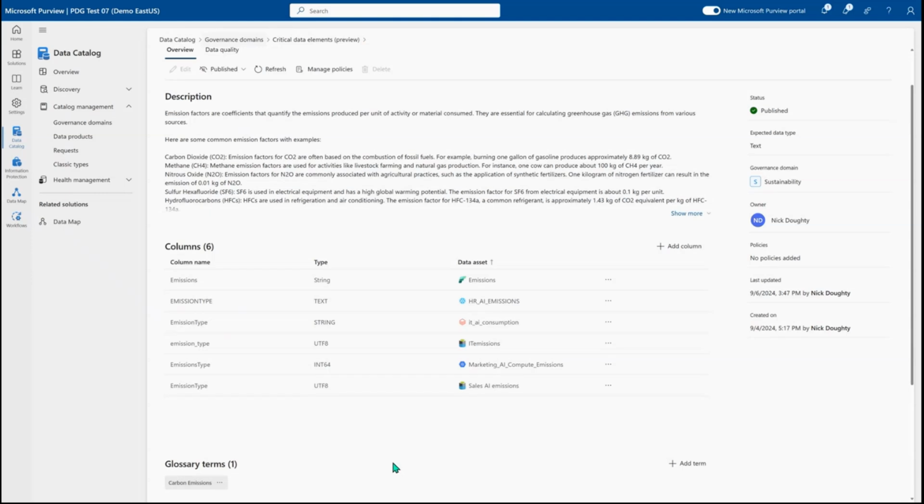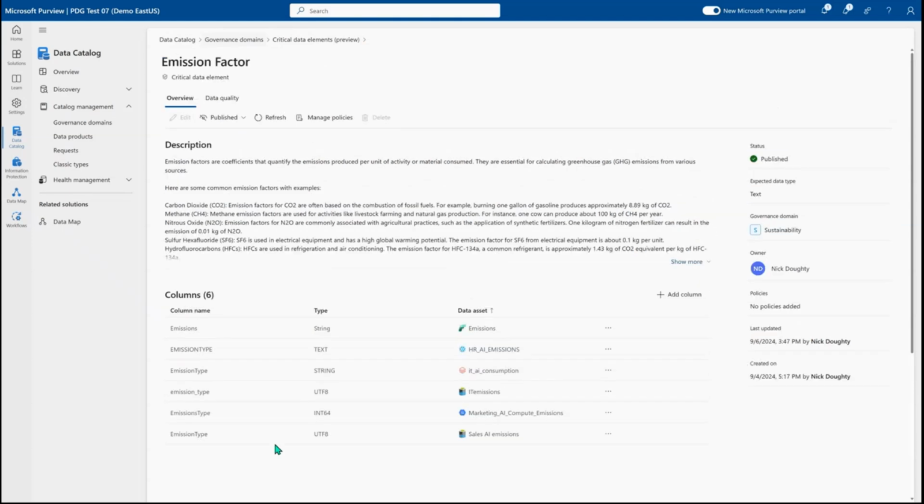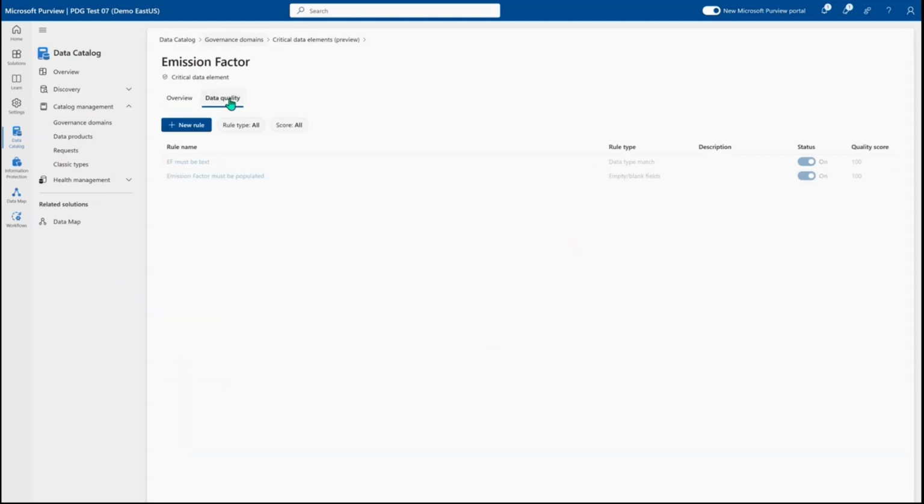You can also start to build connections to glossary terms to show how this emissions factor data is also related to your carbon emissions topic, so that way users get a better understanding of the whole when they're looking at your data. When we look at things like emissions factors or CDEs in other areas, we have the ability to also start to use them to help scale our governance. So we can apply data quality rules to say that the data must always be text or it must always be a populated field to make sure that no matter where my data exists, I'm getting good data quality.